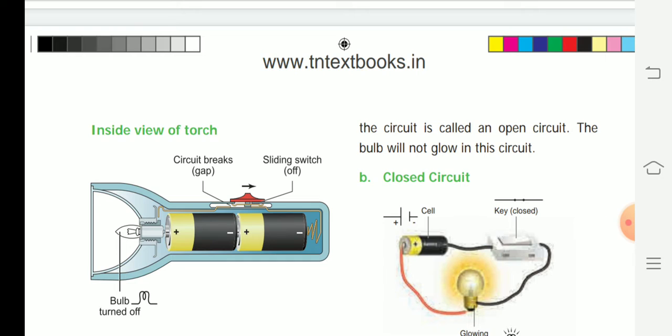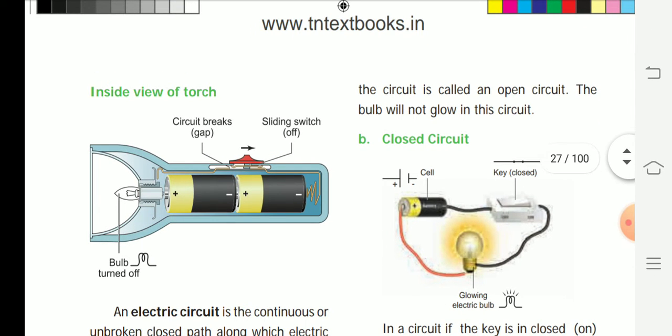Inside view of torchlight. This is the torchlight, children. Already you know the torchlight. First, the glowing part of the torchlight is the bulb. Then inside the torchlight, on our handle side, a long gap is present. That gap is filled with the battery, and on the side of the torchlight the switch is also present. We switch on, the torchlight will glow. We switch off, the torchlight will go off.